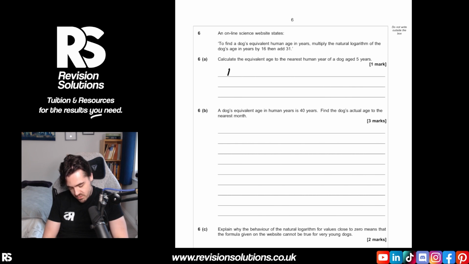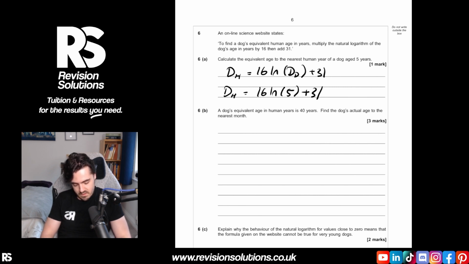So it's saying dog age in human years is equal to 16 times the natural log of dog age in dog years plus 31. And then part A says calculate the equivalent age to the nearest human year of a dog aged 5 years. So that would just be 16 times the natural log of 5 plus 31. If we plug 16 ln 5 plus 31 into a calculator, that gives me 56.75, or to the nearest human year, 57 years.